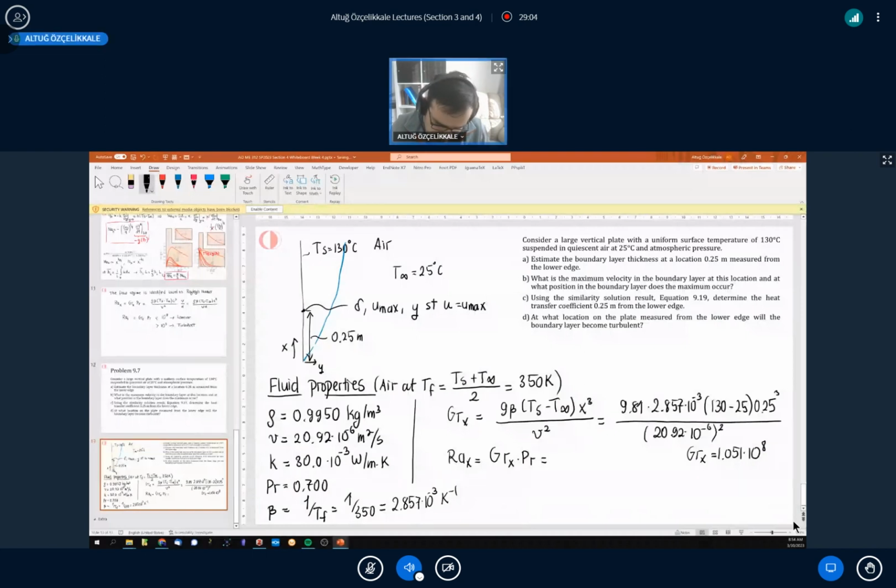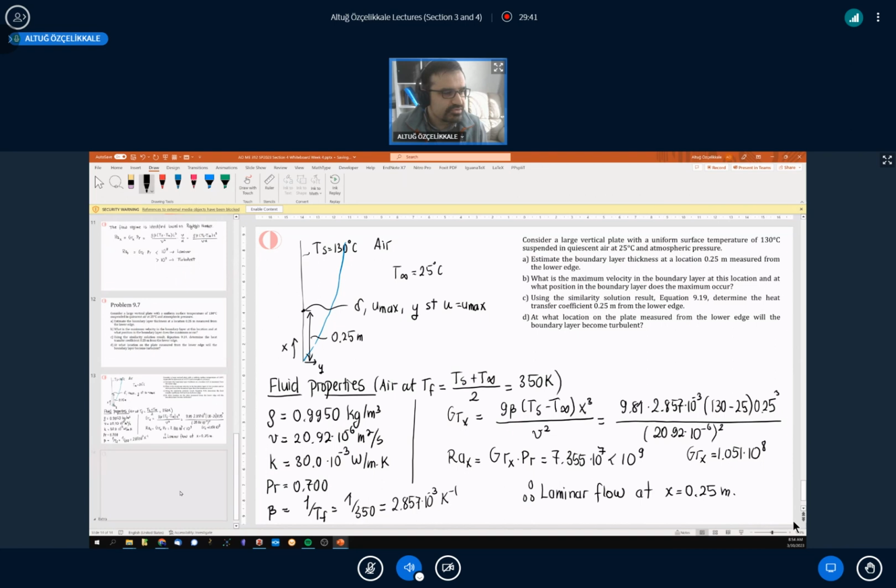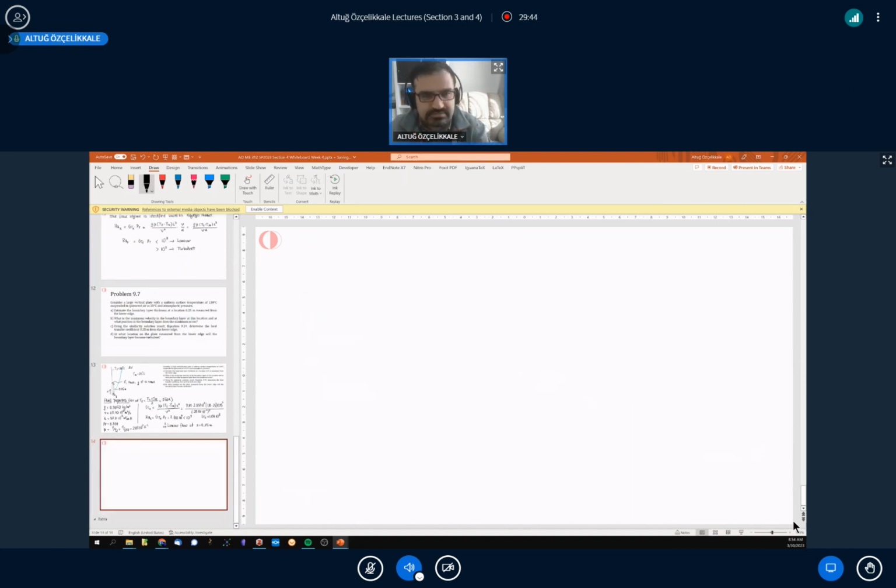If you simply multiply with 0.7, you are going to obtain 7.355 times 10 to the power 7. And that's clearly less than our threshold, the critical Rayleigh number, 10 to the power 9. Therefore, we can say that we are in the laminar flow regime. Great, so that means we can apply whatever we learned so far about the problem. That includes being able to use the similarity solution.